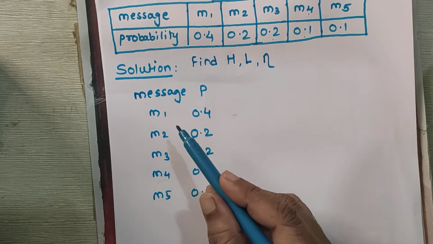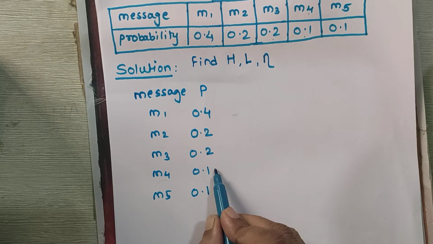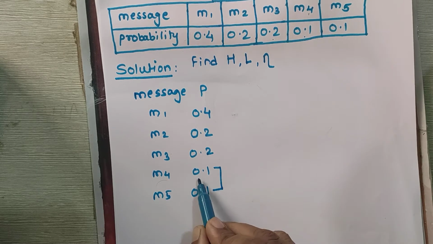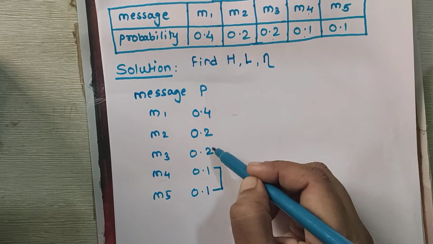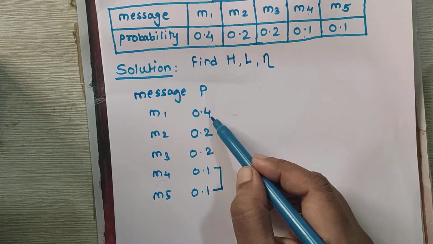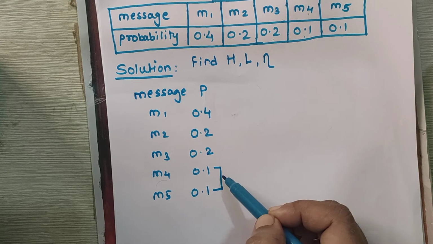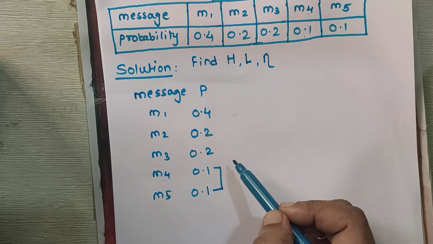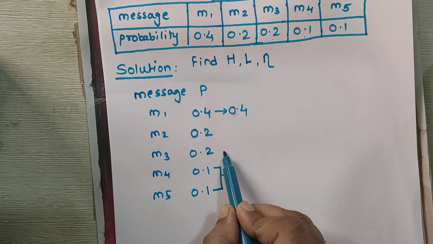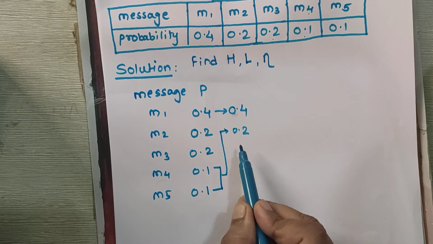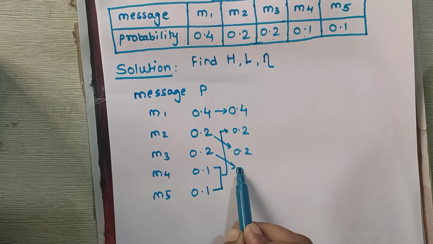This way you have to first write the messages and their corresponding probabilities in decreasing order. Now you have to add the last two probabilities, 0.1 and 0.1, whose addition comes to 0.2. In this probability table the maximum probability is 0.4 and the addition is 0.2, which is lesser than 0.4. So I will first write 0.4, and this addition, 0.2, will go on the top, and I will shift this other 0.2 over here.